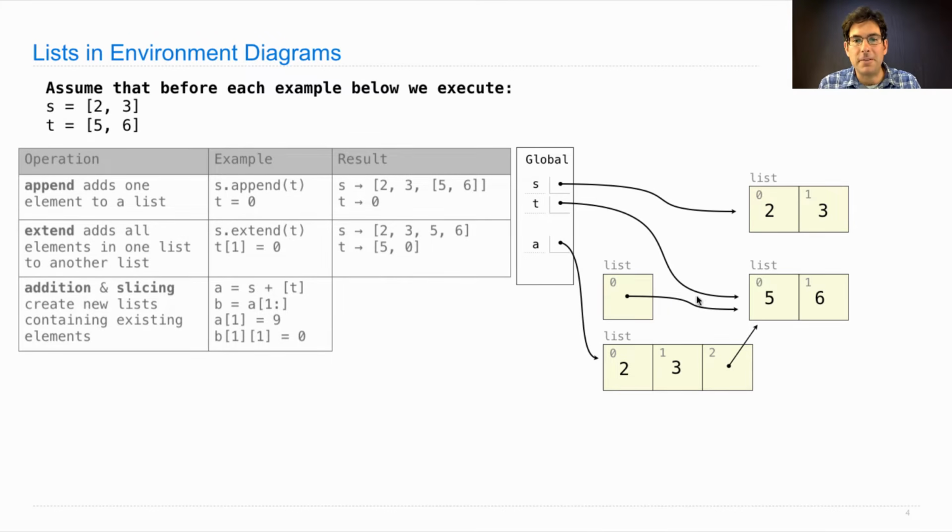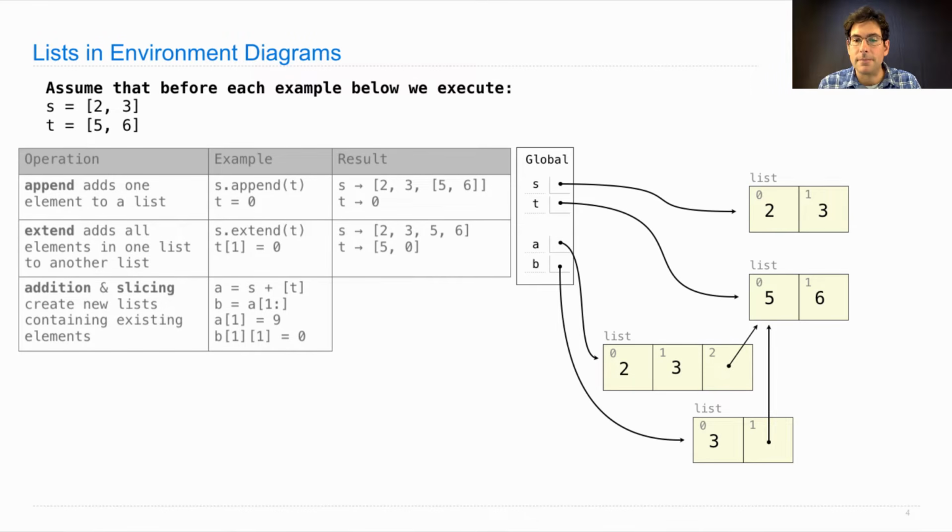Now before we move on, we should probably figure out what to do with this floating 1-element list that has no name. You could leave it there. You could also erase it because it can't be reached. It was created during evaluation but never given a name. Okay, on to the second line. B is a slice of A, starting at element 1 and going to the end. That creates a new list containing 3 and the list 5, 6.